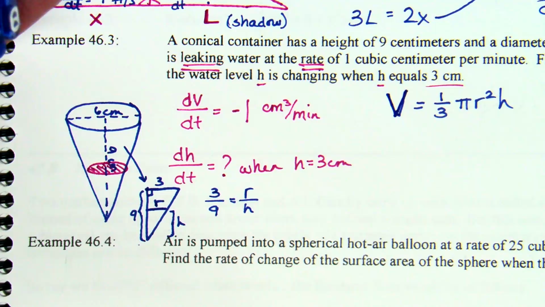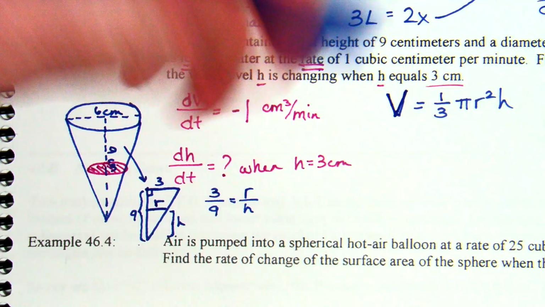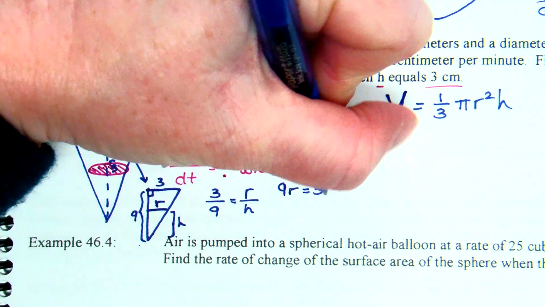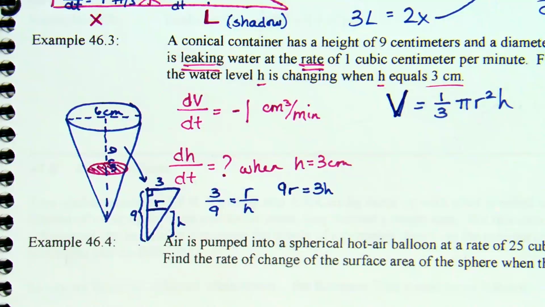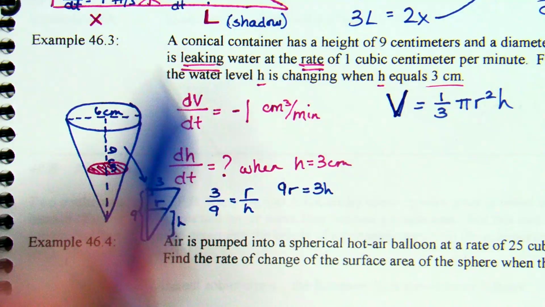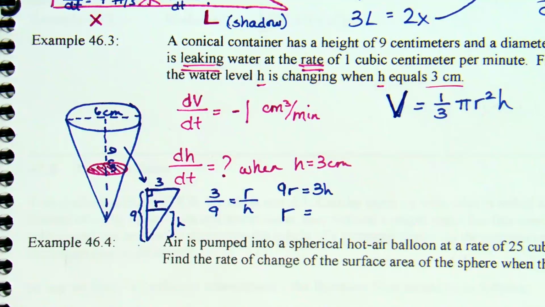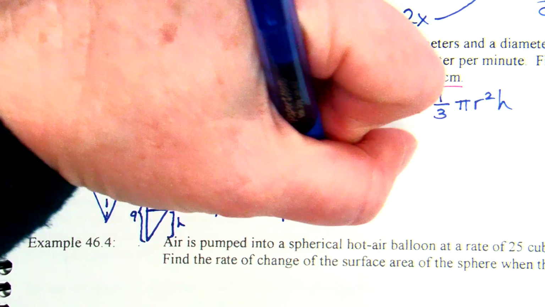Okay, give me an equation here. Cross products. What do cross products say? Either 9R equals 3H or 3H equals 9R. If I want to replace my R and get rid of my R, I need this solved for R. I need it to be R equals, because then I'm going to replace my R with H's. So if I solve this for R, what's 3H divided by 9? 1/3 H, or H over 3.